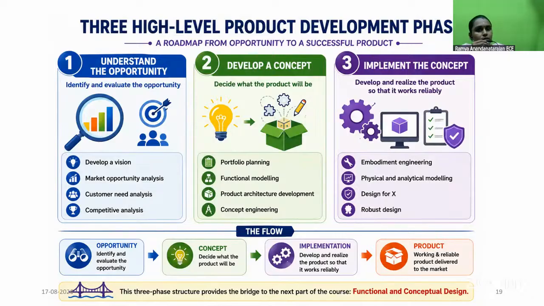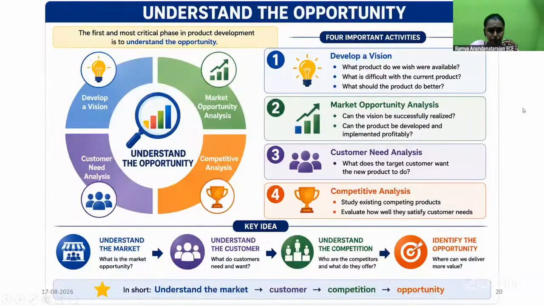So now let us look at the product development phases. There are three phases. The first one is understanding the opportunity, second one develop concept, and third one implement the concept. So under understanding the opportunity, we develop a vision first, then we go for market opportunity analysis, then we go for customer need analysis, and finally competitive analysis is done.